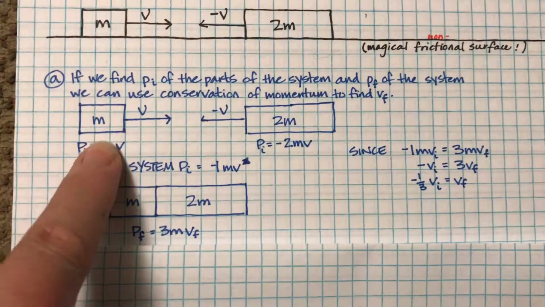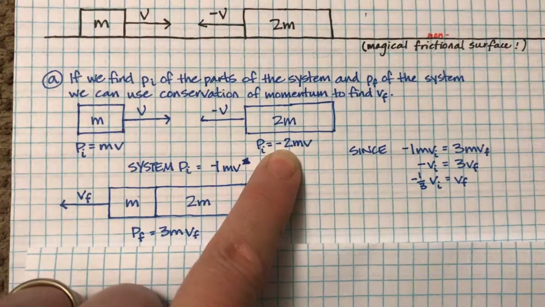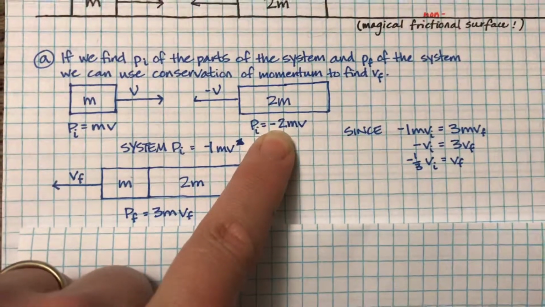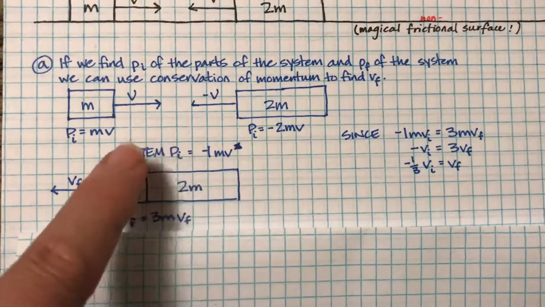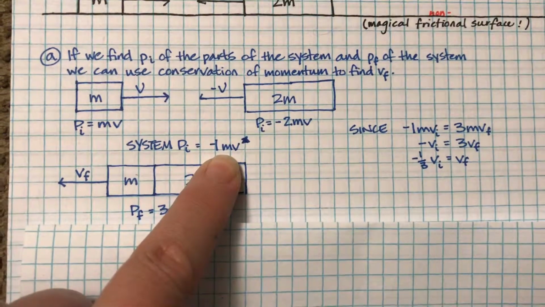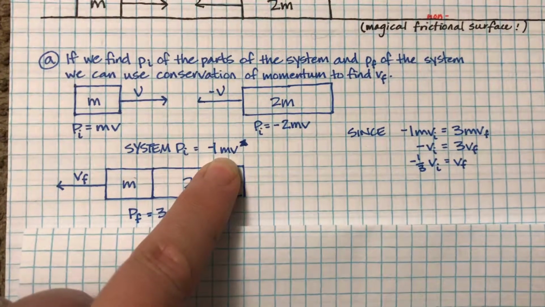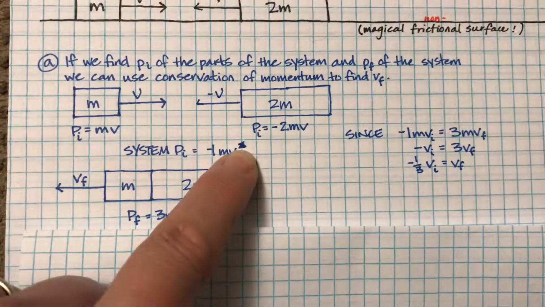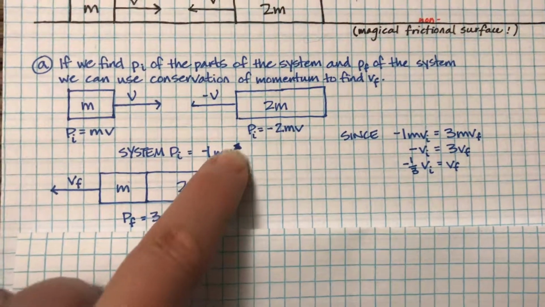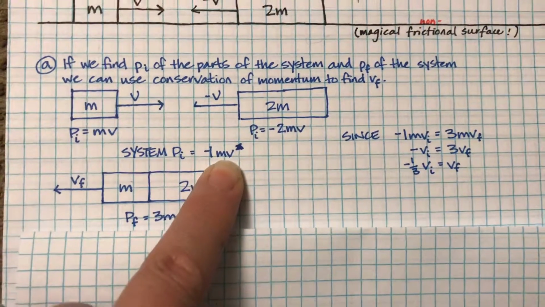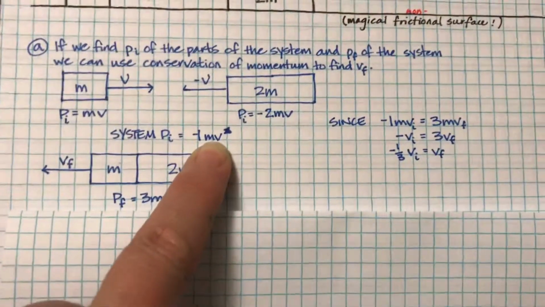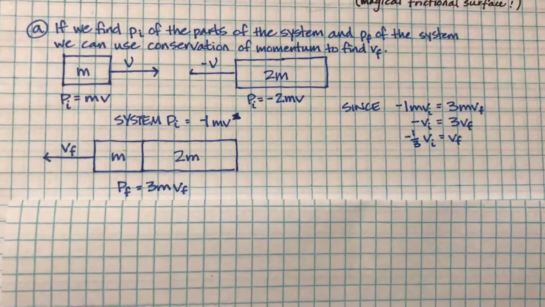So if we add these two pieces of momentum together, we're going to get the total momentum initially in this system. So I did that. Those two things add up to minus 1 mv. I accidentally put a squared there and I scribbled it out, so don't do that. It's minus 1 mv. Okay, so now we have the initial momentum of the system.